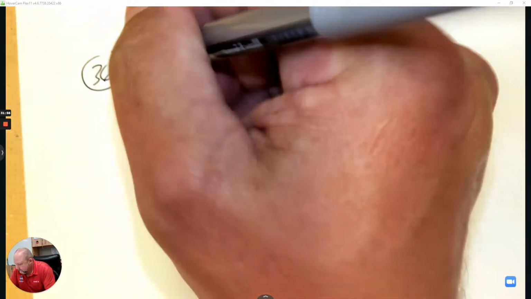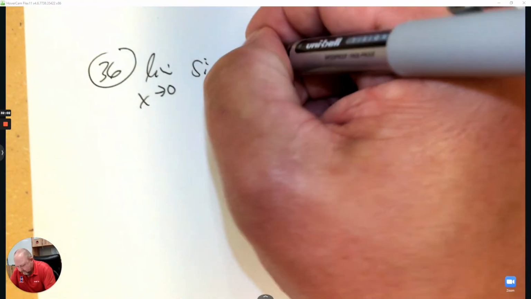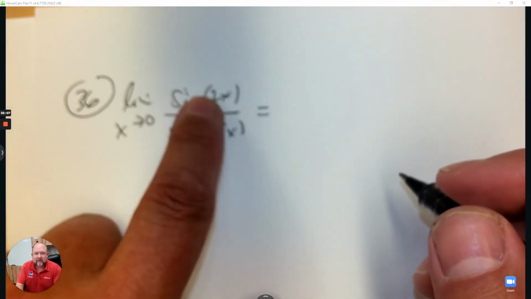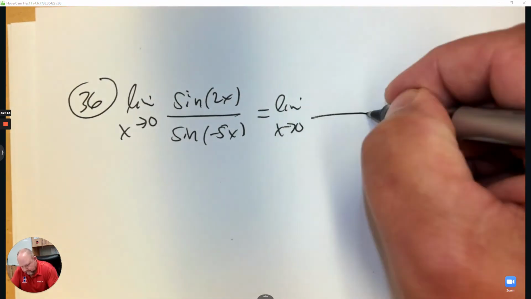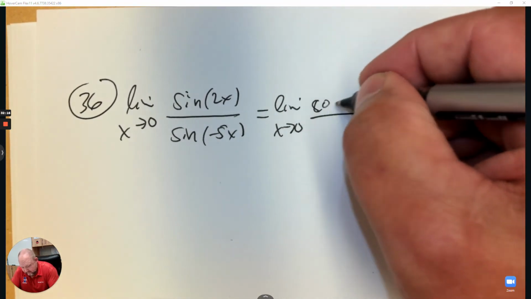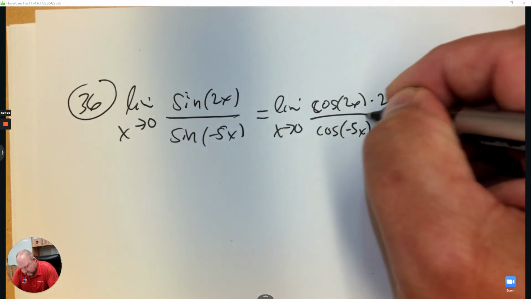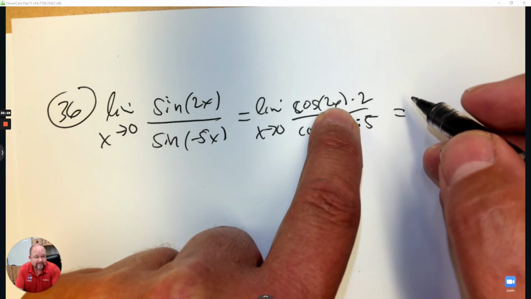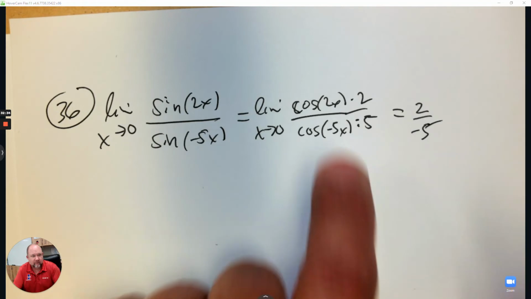36. The limit as x approaches 0 of sine 2x over sine negative 5x. So again, if I plug in 0 and 0, this is L'Hopital's rule. So the derivative of sine is cosine with a hook. This is going to be cosine with a hook. Now, when I plug in 0, the answer is 1. So this is 1 times 2. This is 1 times negative 5, and you have your answer.